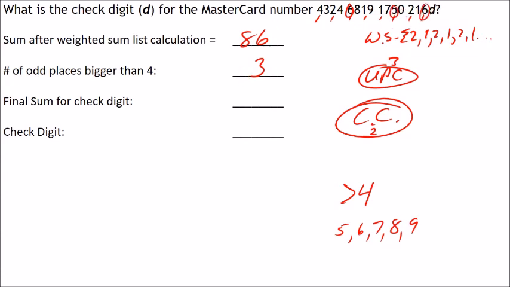So now, we want to get the final sum for the check digit. We're going to add these two together. 86 and 3 gives us 89. Here's the number we're going to use to find the check digit. Just like we did with UPCs, I'm going to round up to the next number that ends in 0. That's 90. And so I'm going to say 90 minus 89 is 1. All right, and so there's our check digit for our credit card. And that's it.